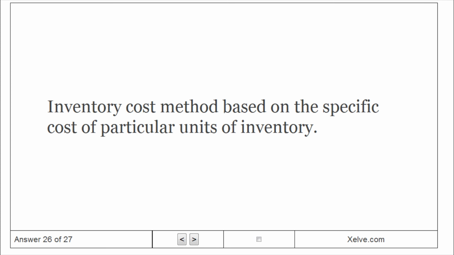Specific unit cost method. Inventory cost method based on the specific cost of particular units of inventory.